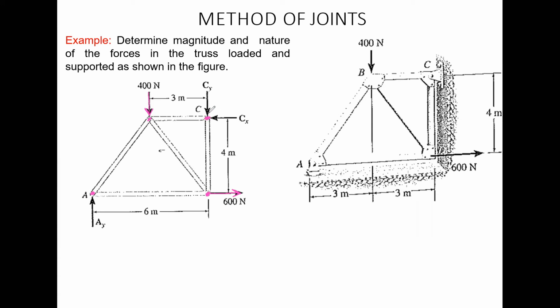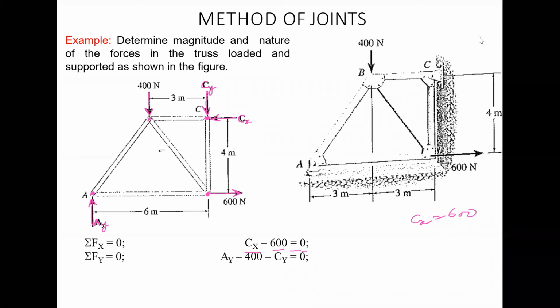So point C is hinged. So we will get two reactions, one horizontal and another vertical. So suppose this one is Cx and this one is Cy, and suppose the force acting on point A, which is a roller support, the reaction is Ay. Then if we apply the force balance, balancing the horizontal forces will give us Cx minus 600. That means Cx is equal to 600.